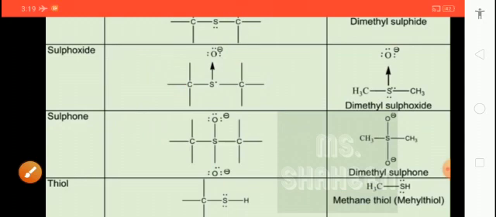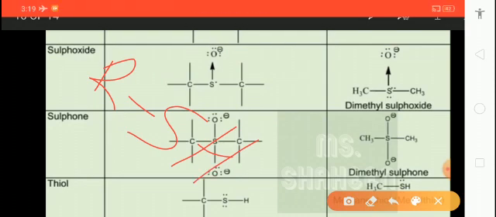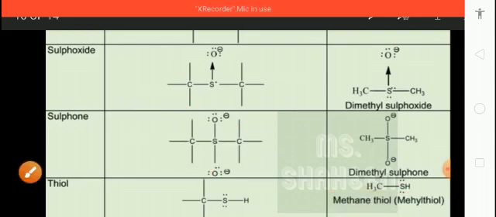Okay, and the last is the thiol. What is the formula of thiol? When an alkyl group is attached with the SH functional group, then it is known as methane thiol or methyl thiol. Got it students?